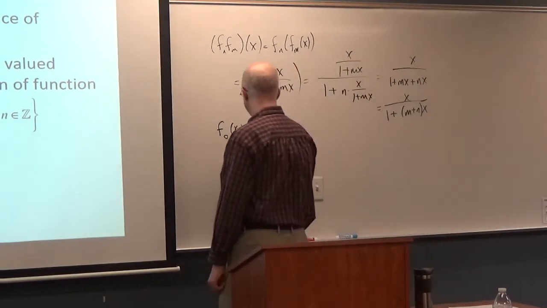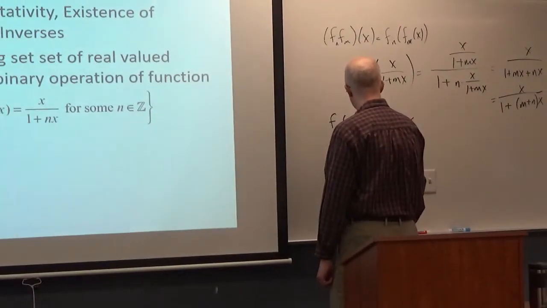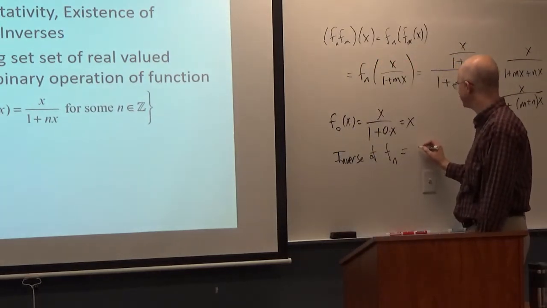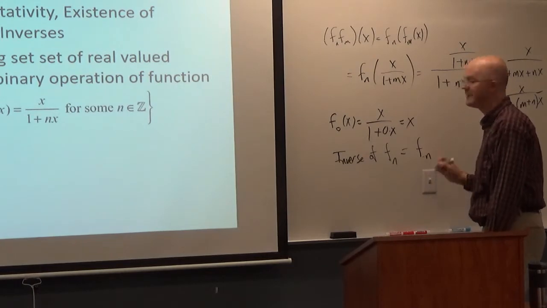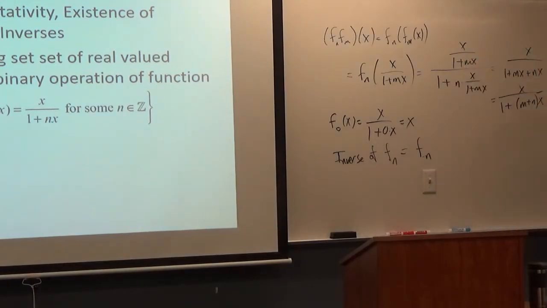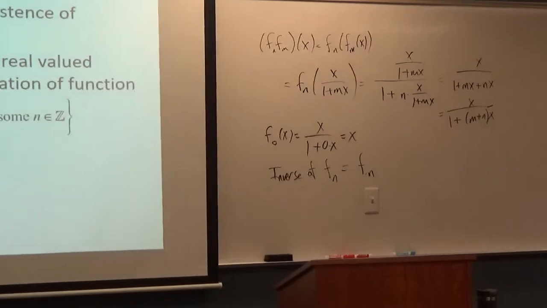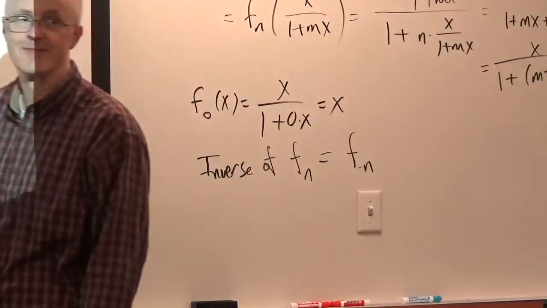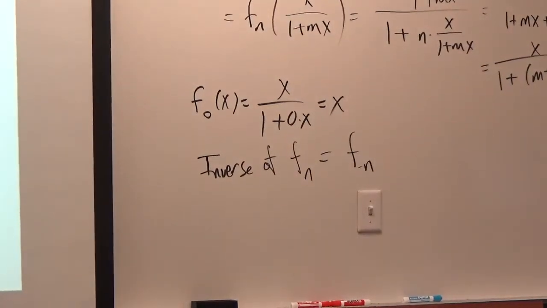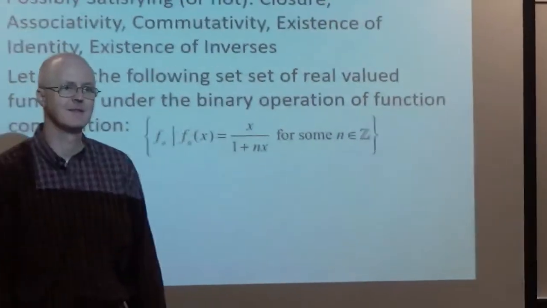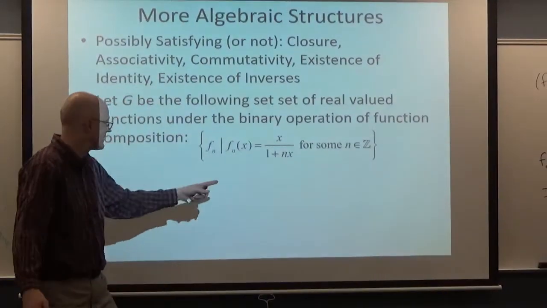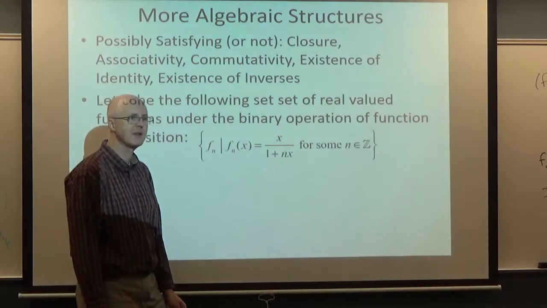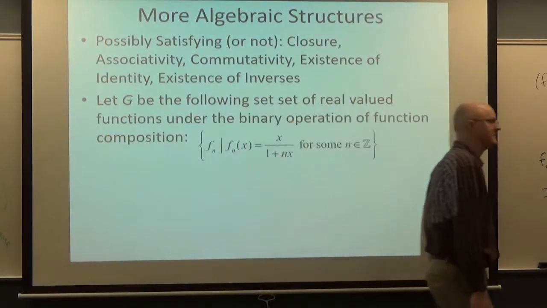And what's the inverse? Let's just write it like this, of Fn. If you think about it, it's going to be f sub negative n. But the operation is not addition. The operation is function composition. The elements are not numbers. The elements are functions. This is something to get used to in this class. These functions are related to numbers and integers, but the elements are functions. The operation is function composition.